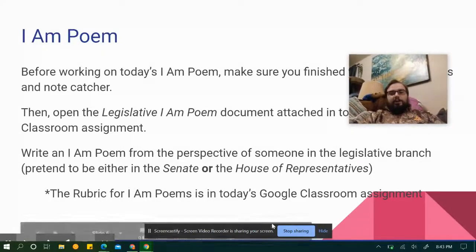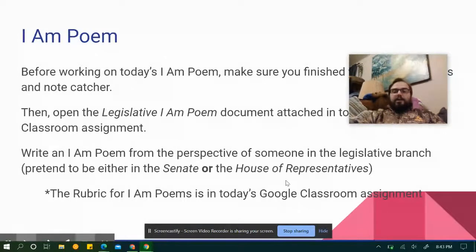Okay. There is a rubric that Mr. Hallwegner and I will be using for the I am poems. Okay. It's attached in today's Google Classroom assignment. Basically, it has 3 categories. Is the information in your poem accurate?